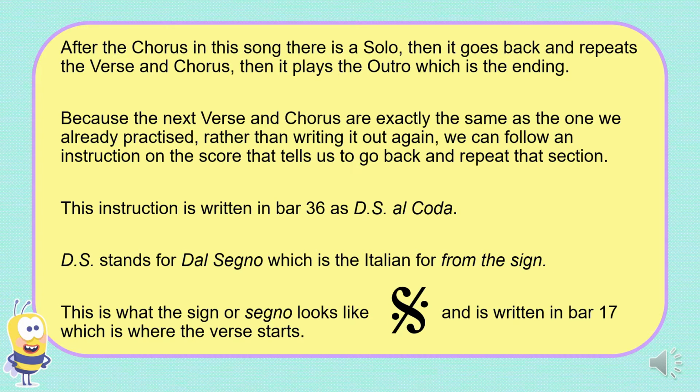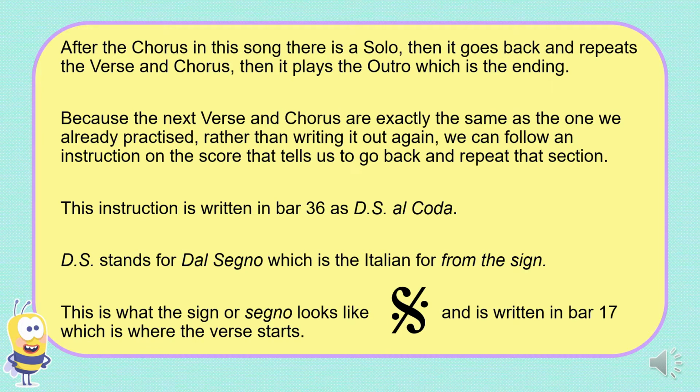After the chorus in this song, there is a solo, then it goes back and repeats the verse and chorus, then it plays the outro, which is the ending. Because the next verse and chorus are exactly the same as the one we already practiced, rather than writing it out again, we can follow an instruction on the score that tells us to go back and repeat that section.